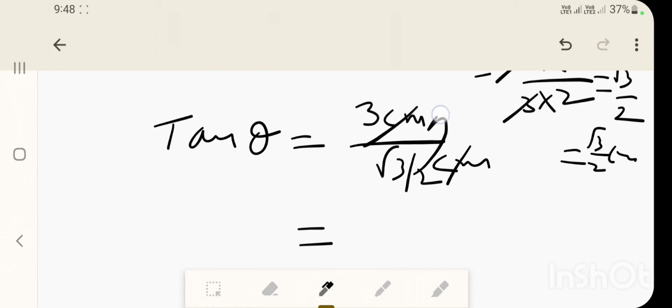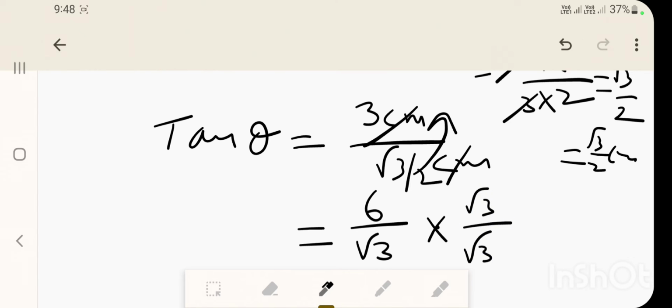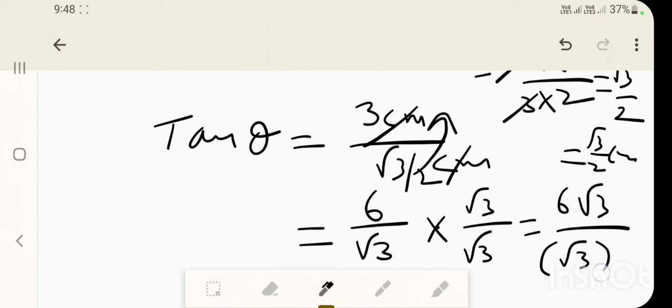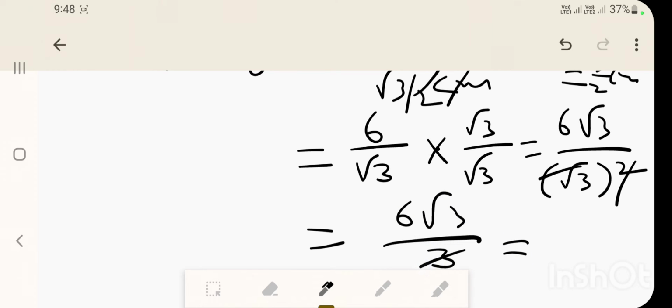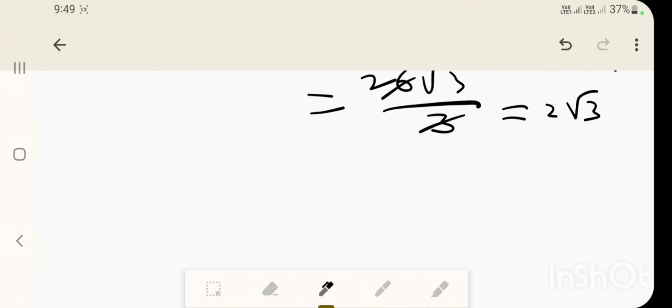So this 2 goes into the numerator, and we get 6 by root 3. We should not keep any root in the denominator, so we do the rationalizing here. 6 root 3 divided by root 3 into root 3, and the square root will get cancelled. We get 6 root 3 divided by 3, and 3 twos are 6, so we get 2 root 3. This is going to be tan theta.